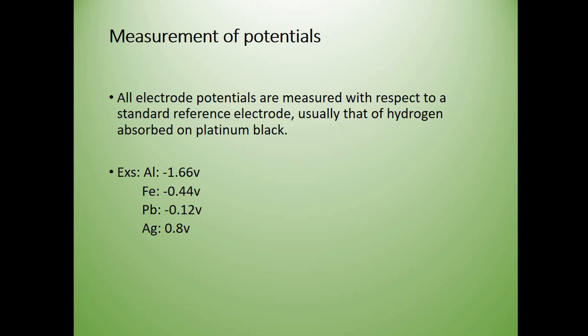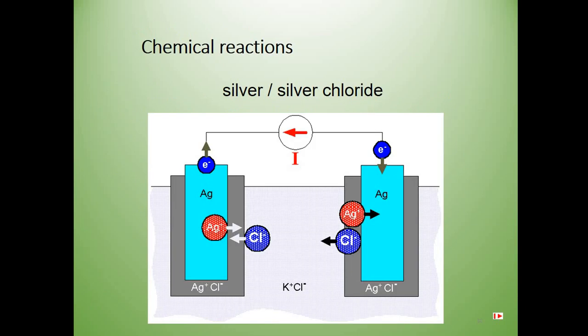It is found that silver chloride electrodes give almost noise-free characteristics. They are also found to be acceptable from the point of view of long-term drift. So let us now observe the chemical reactions with respect to the silver chloride electrode.